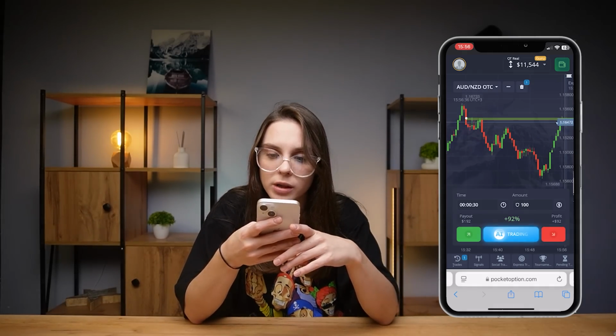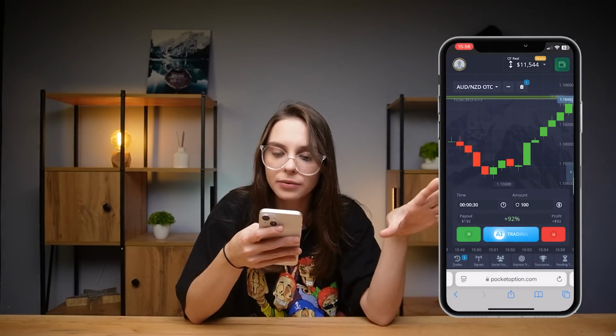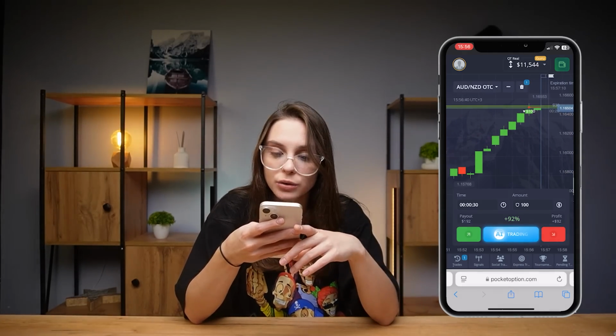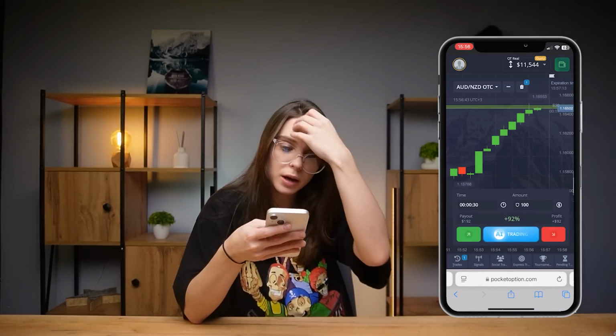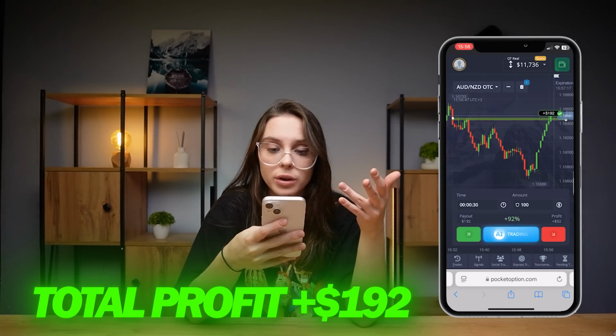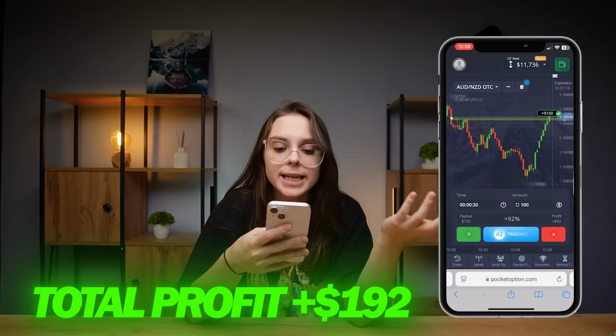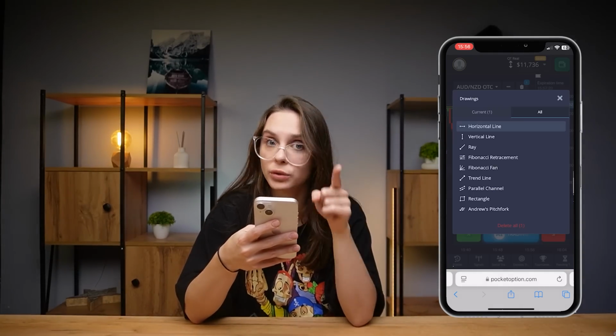Eight seconds before the end of the transaction, we see I have identified the area of resistance. Therefore, there will be a greater probability of a reversal. In the exchange of the candles, it has recently begun to decrease. On the eve of the reversal, our transaction was closed plus 192 bucks of total profit.